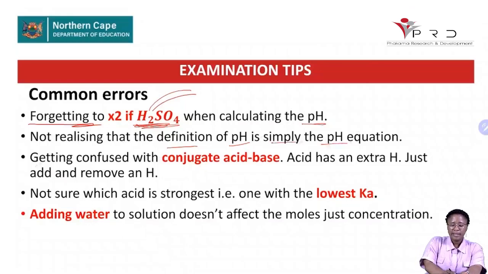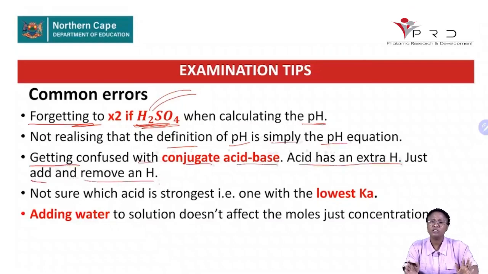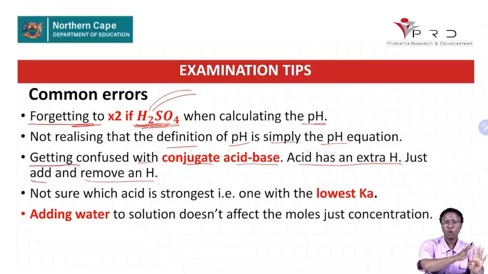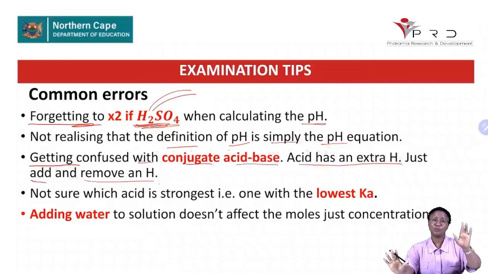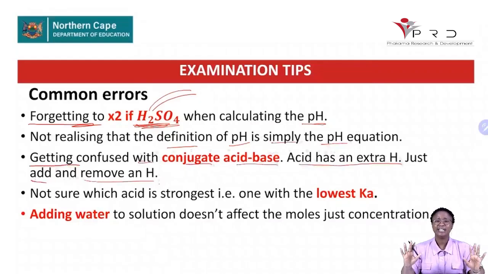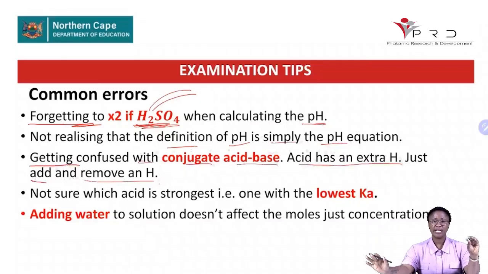All right. Getting confused with the conjugate acid and base. An acid has an extra hydrogen, so just add and remove the hydrogen. With this one, we are confusing how to identify the conjugate acid and the conjugate base. We think that the conjugate acid is going to pair with your acid, and your conjugate base is going to pair with your base. It cannot be like that. Remember that your acid will pair with your conjugate base, and your base will pair with the conjugate acid.